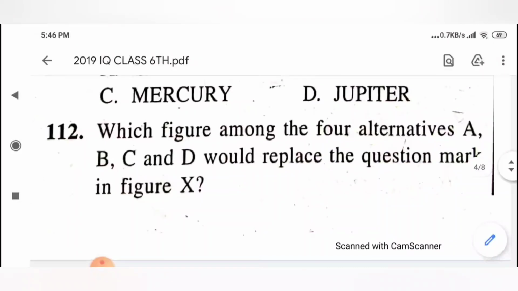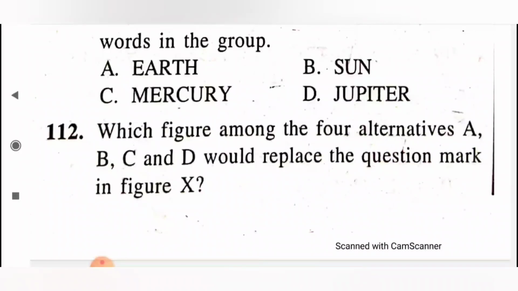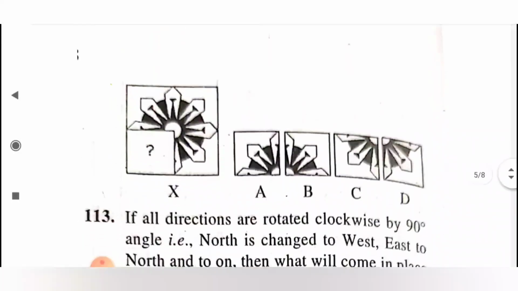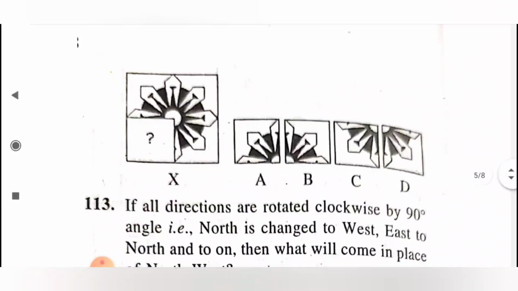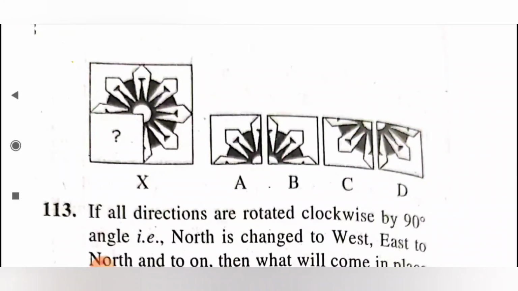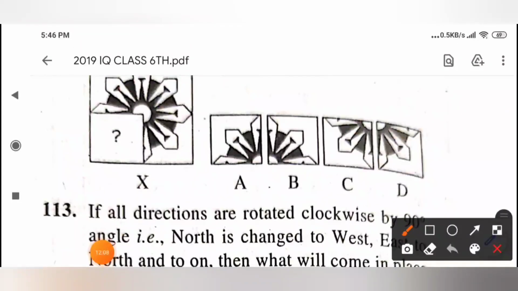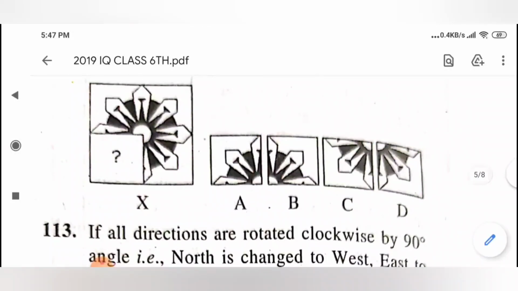112. Which figure among the four alternatives A, B, C, D would replace the question mark in figure X? We have to fill in the question mark in figure X with A, B, C and D. Common sense plays a lot. So look at this side of all the figures. We have to take the correct one here. Look at this part, this corner, because we have to match here. When you see, option C is the correct answer, it exactly matches the question mark. Can you understand? Option C.